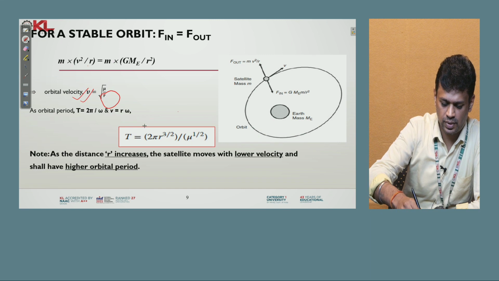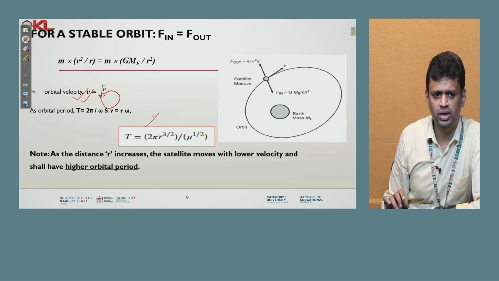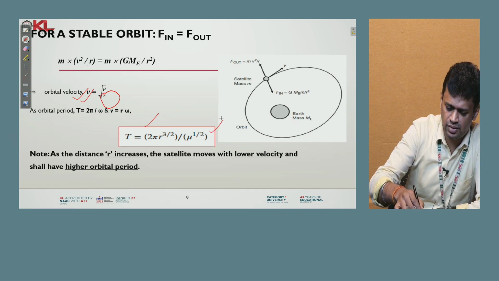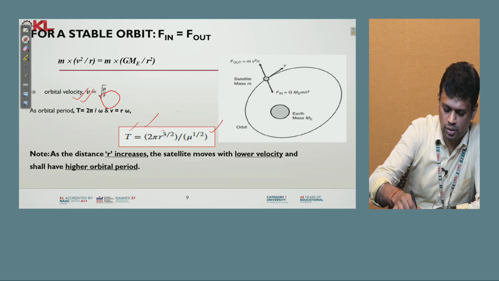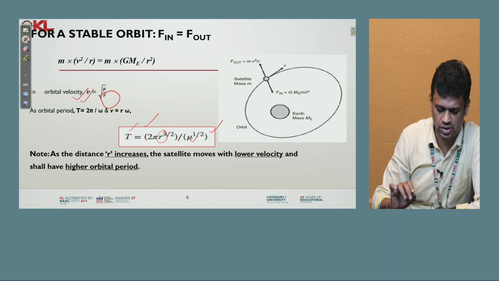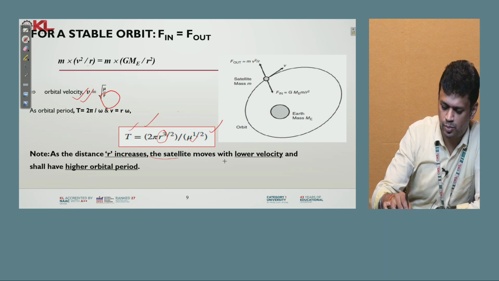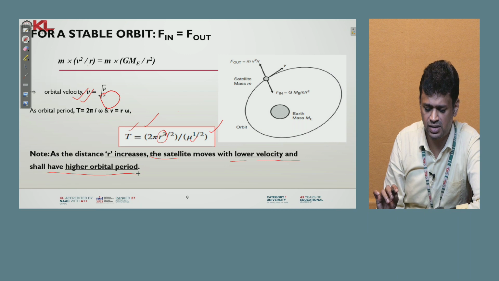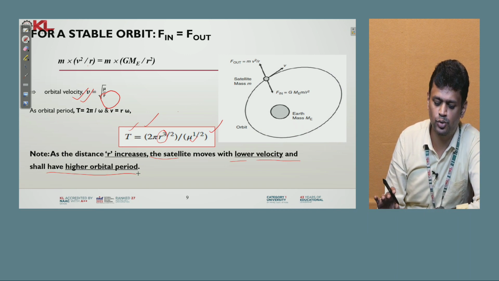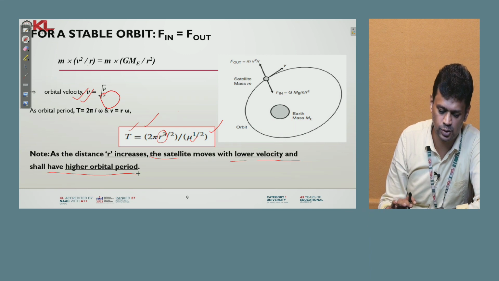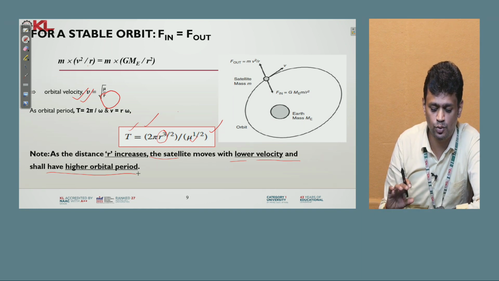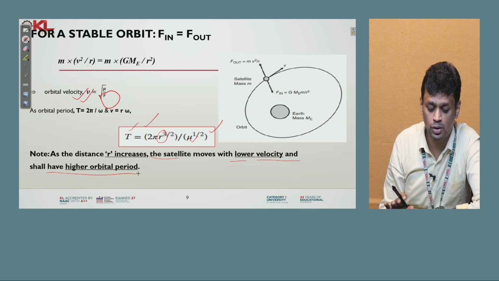So if you calculate the orbital period, it will come out to be 2 pi r cube, that is r to the power 3 by 2, upon nu to the power 1 by 2. So any orbital period can be calculated by this formula. Again, if you observe, the orbital period also depends only on the distance, because this is the only variable, nu is the constant. So as the distance r increases, the satellite moves with a lower velocity and shall have a higher orbital period. So you can say the GEO moves with lower velocity as compared to LEO, because GEO is farther, it is 36,000 kilometer away, whereas LEO is 500 kilometer away. So LEO will be moving with a higher velocity and GEO will be moving with a lower velocity.